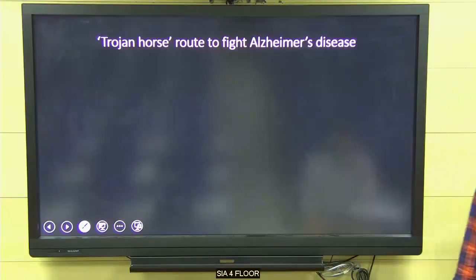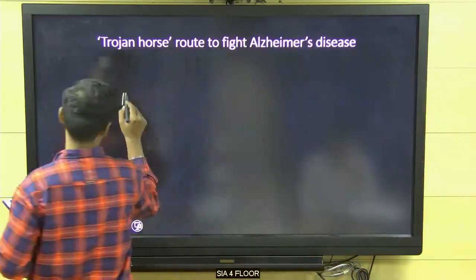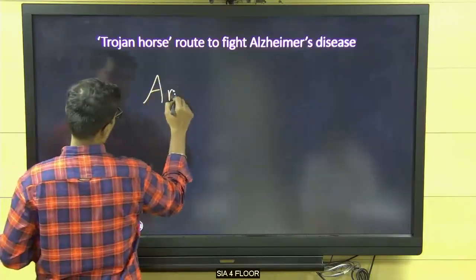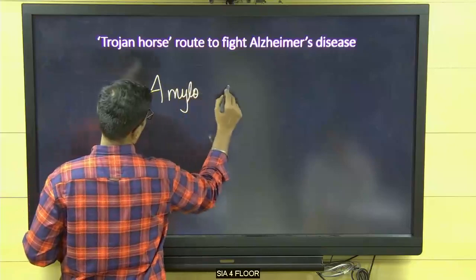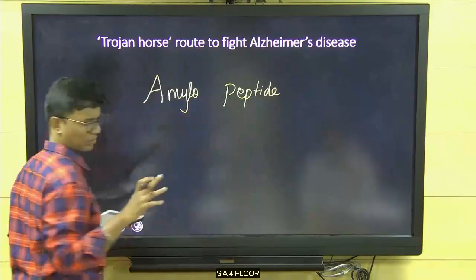Recently, people from IIT Guwahati have discovered two mechanisms. First is injecting Trojan peptides. So before going into the concept, I'll tell you about amylopeptides. When amylopeptides accumulate in the brain, it leads to Alzheimer's. So this is one reason.